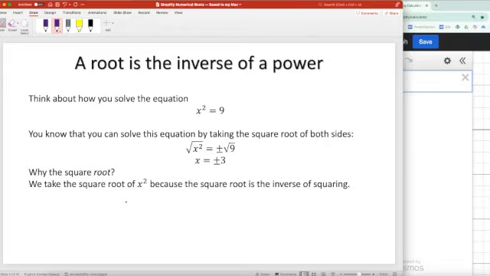So let's think about how you'd solve the equation x squared equals 9. You know you can solve this equation by taking the square root of both sides. So we take the square root of x squared, and that equals plus or minus the square root of 9. That gives us x equals plus or minus 3. So why specifically did we take the square root? We took the square root of x squared because the square root is the inverse of squaring something.